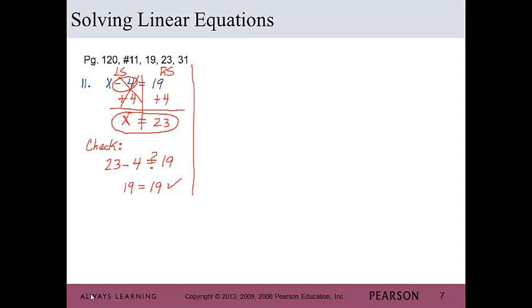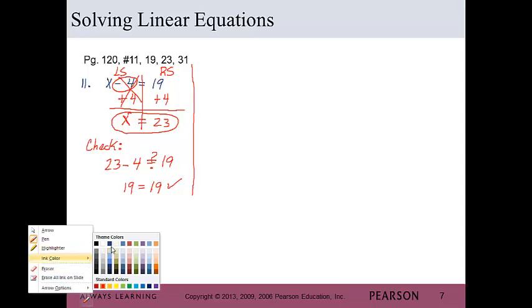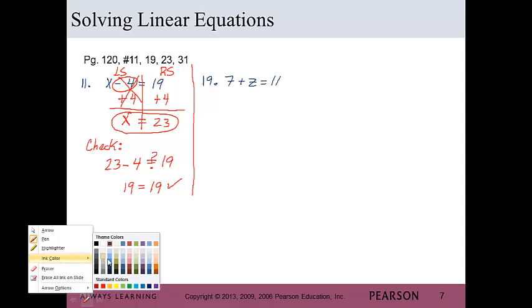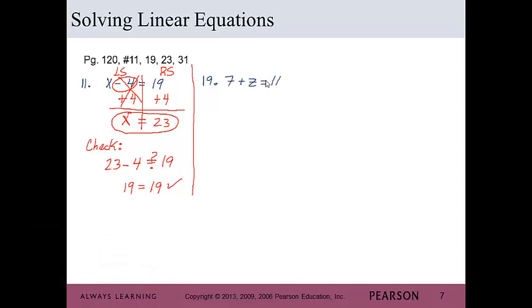All right, let's look at number 19 now. So we have 7 plus z equals 11. This time our variable is z. So we're going to solve for z by isolating it. So again, draw the line down your equal sign. This represents the left side, and this will be the right side.